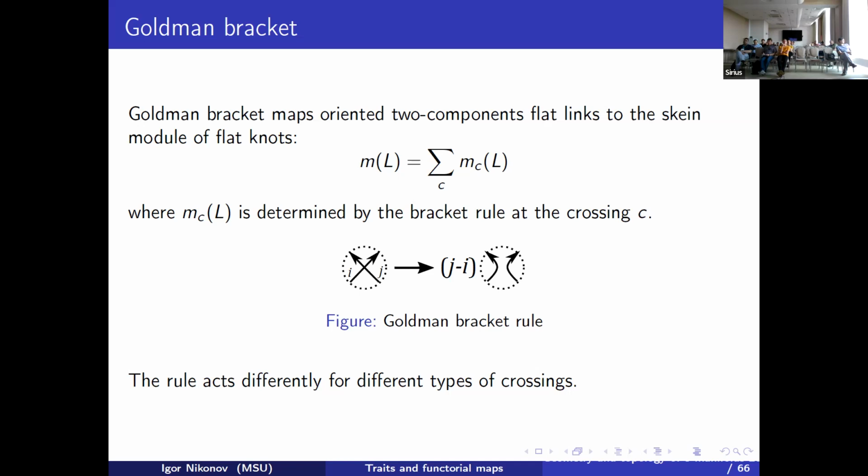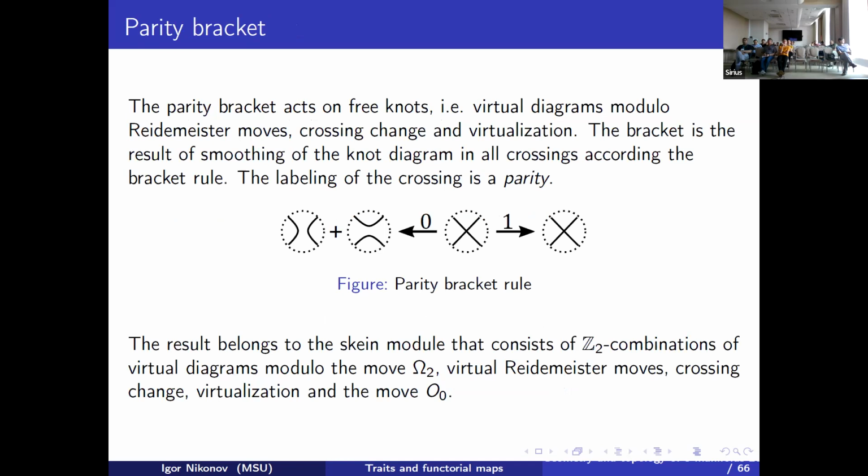This idea was used by Vassily Manturov when he defined the parity bracket. He dealt with free knots, that is, virtual knots up to crossing change and virtualization move. In that knot, we divide crossings into two parts, odd crossings and even crossings, and at each even crossing, we apply the smoothing operation. The result will be a linear combination of graphs, which we consider up to the second Reidemeister move, virtual Reidemeister moves, and the move O0. That is, if we have a trivial circle, then the diagram is zero.